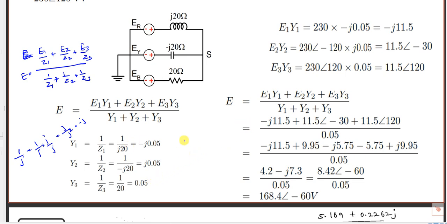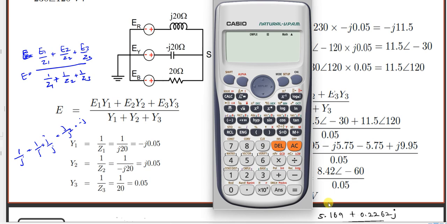So now we can calculate this part using the calculator. I will do the full calculation without taking this separately. If you want, you can do it separately: you can calculate E1Y1, E2Y2 and E3Y3. I can do the entire thing in one go, you can do it like this also. So first go to this.